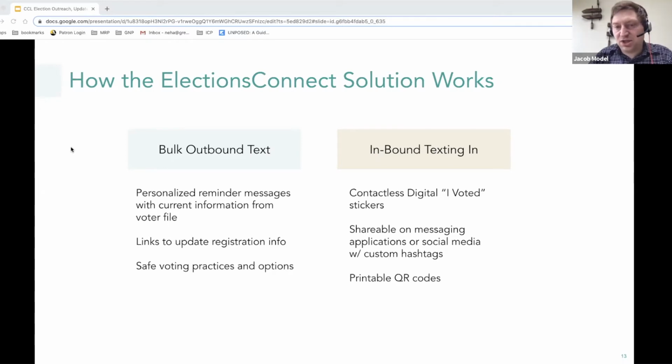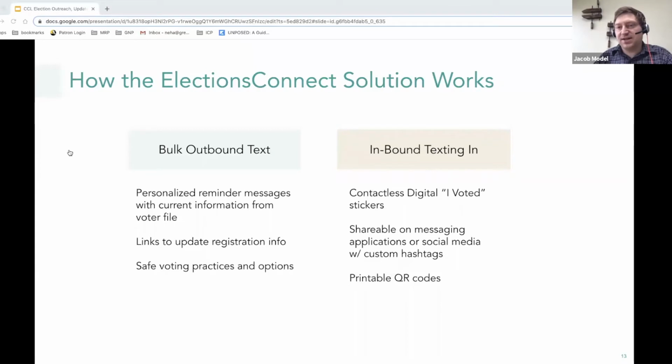The other solution is more inbound. It's built over a tried and true method of encouraging people to vote, which is a voter sticker. So physical stickers are great. It's awesome on election day to see people wearing them and doing that sort of thing.